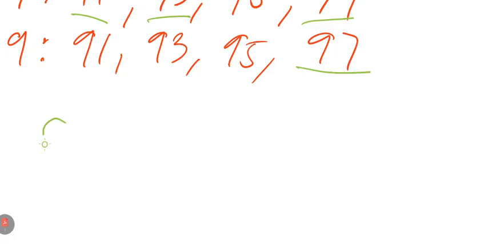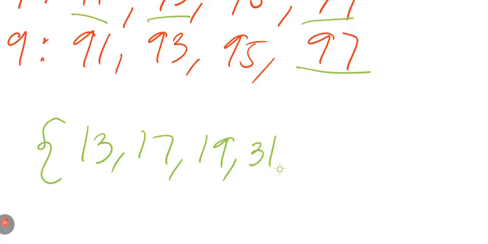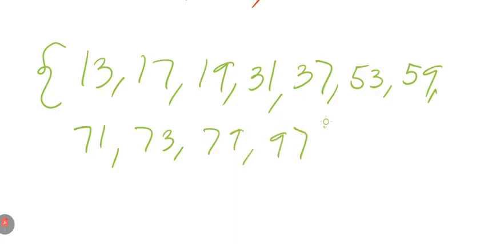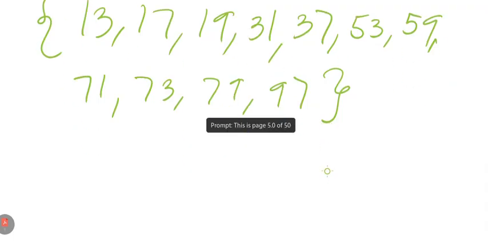We have the list of numbers: 13, 17, 19, 31, 37, 53, 59, 71, 73, 79, and 97. Okay, so those are the numbers that we have. Getting all of that, there are about 11 of them.